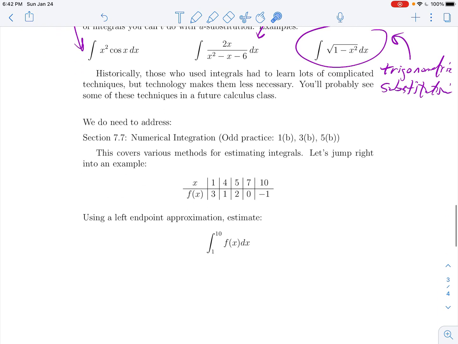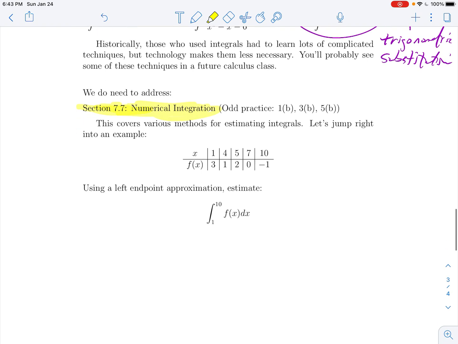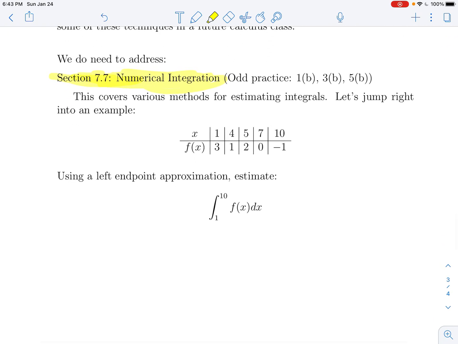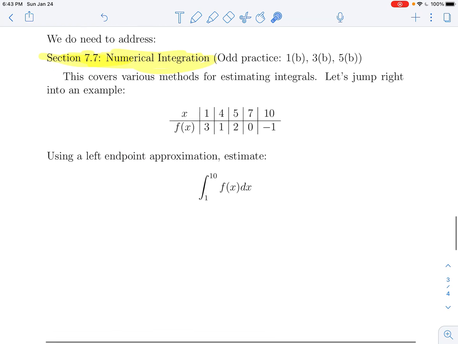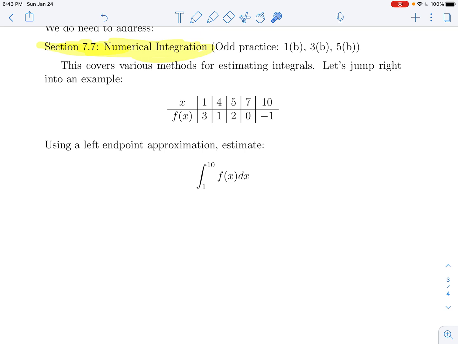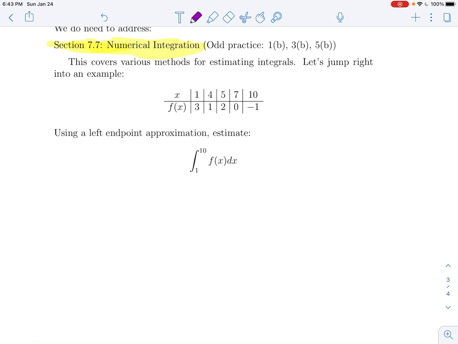Now, the one section we are going to talk about where you need to understand it is section 7.7, which is about numerical integration. And really, it just rolls out one new thing that should be pretty obvious. So part of this is a repetition. So let's suppose I have a function f, and I'm just giving you this table of values. So using a left endpoint approximation, estimate the definite integral from 1 to 10. So if you wanted to, you could draw a graph, or we could just sort of imagine there would be 1, 2, 3, 4 intervals.